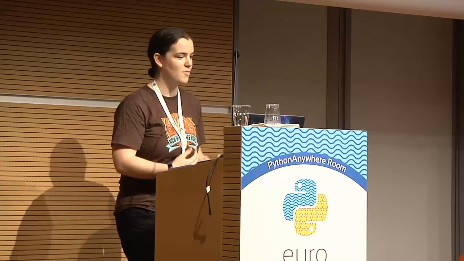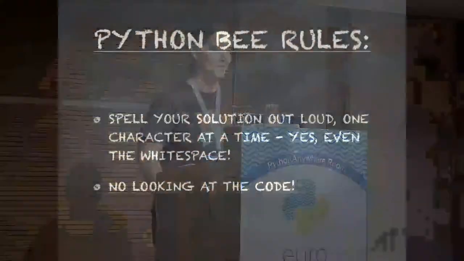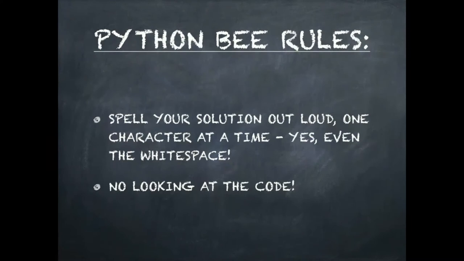You have to spell, like, a single character at a time, your solution out loud. Yep, even the whitespace, even the punctuation, absolutely everything. You're not allowed to look at the code whilst you're doing this. So someone else will be typing it in for you.